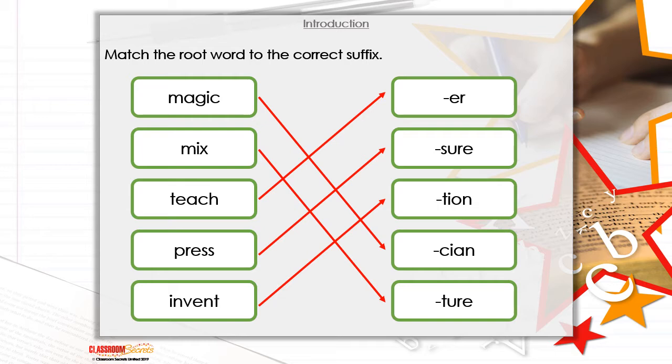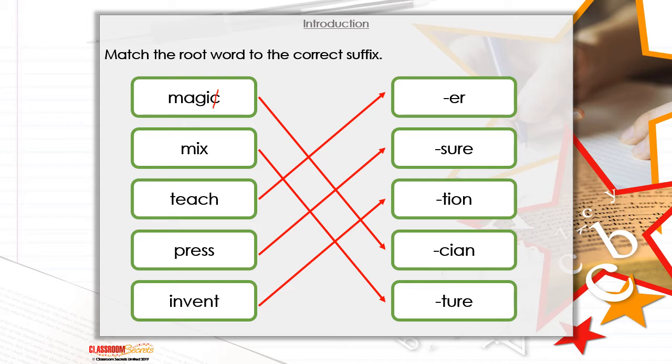Hopefully you've managed to match up the words to the correct suffixes, but let's have a look. So the first one is magic, and that matches up to shun, magician. But you need to take out the C at the end of magic, otherwise you'll end up with a double C. The next word is mix. Now this one goes down to chur, so then you get mixture.